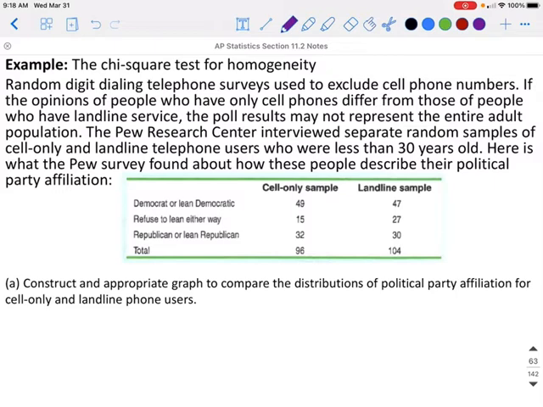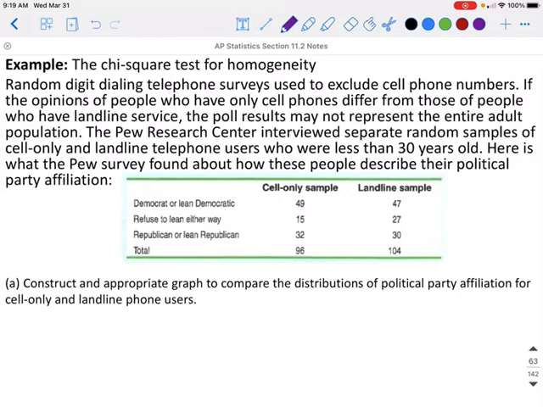Random digit dialing telephone surveys used to exclude cell phone numbers. If the opinions of people who have only cell phones differ from those who have landline service, the poll results may not represent the entire adult population. The Pew Research Center interviewed separate random samples of cell phone only and landline telephone users who were less than 30 years old.